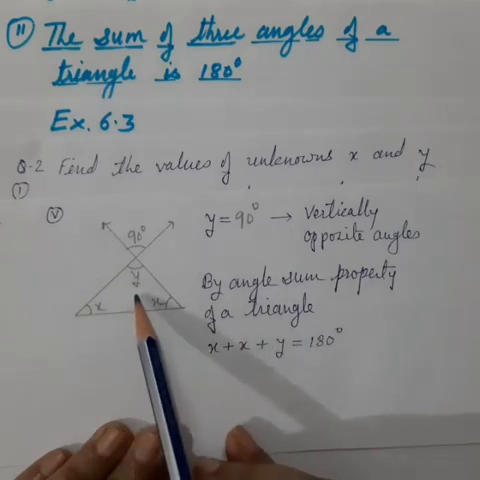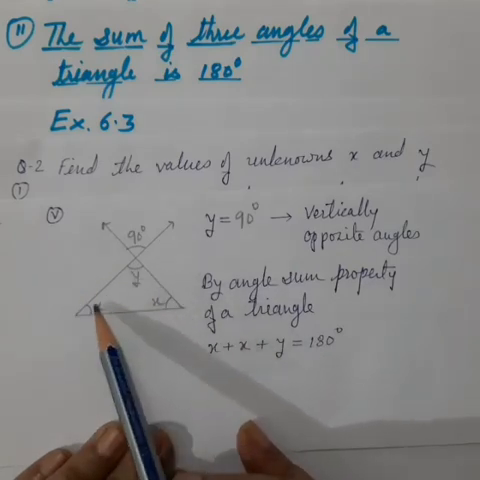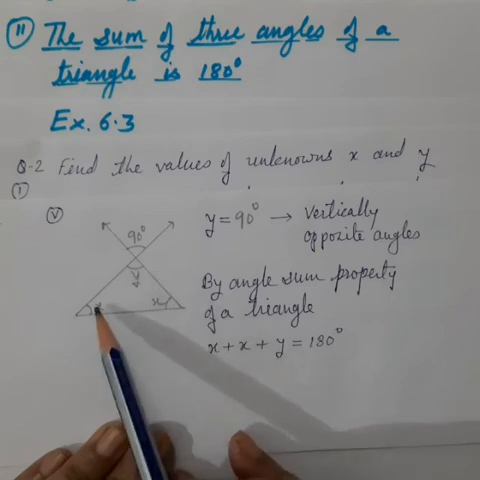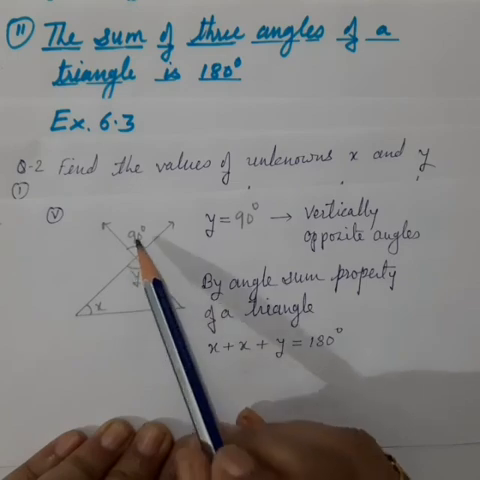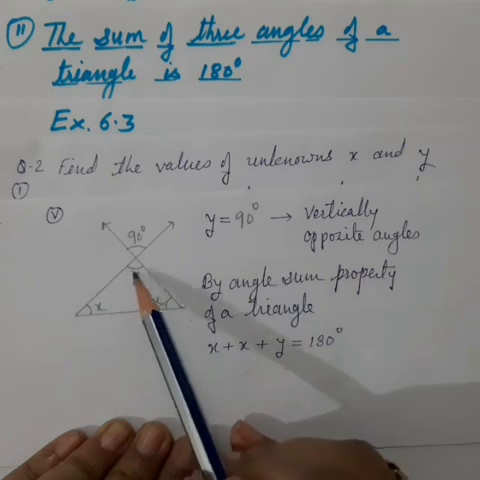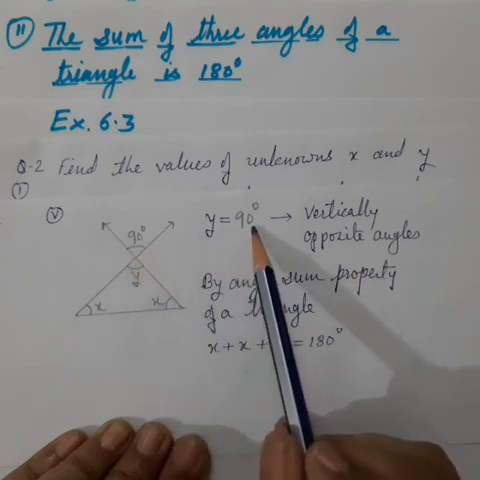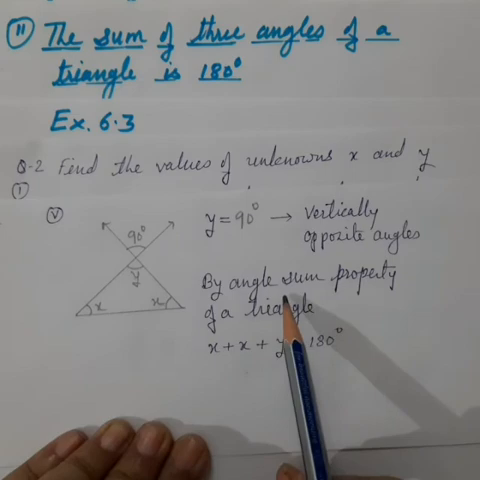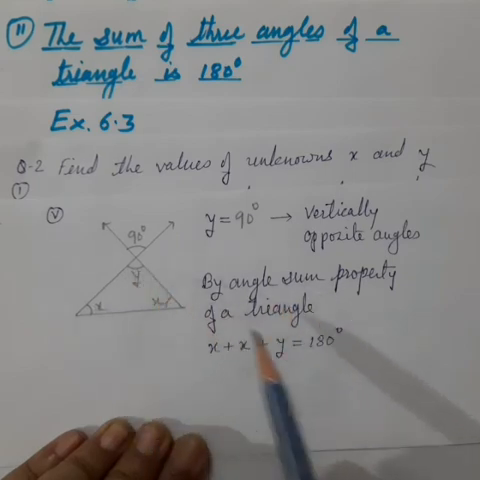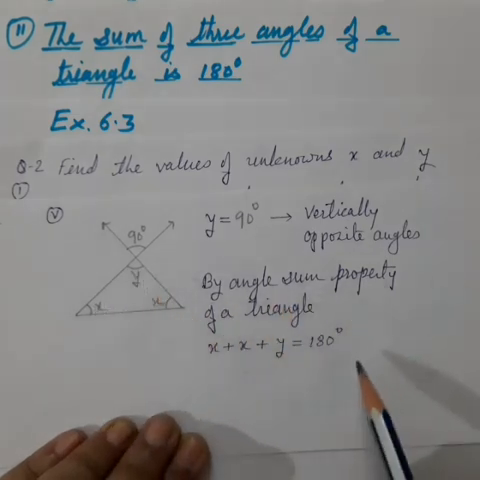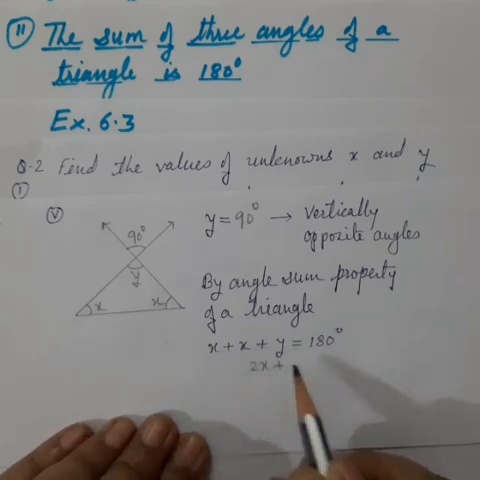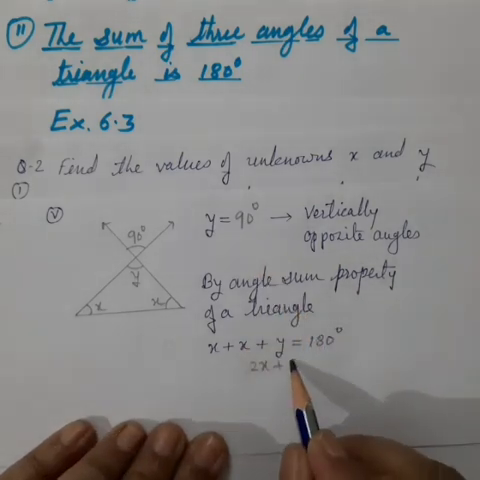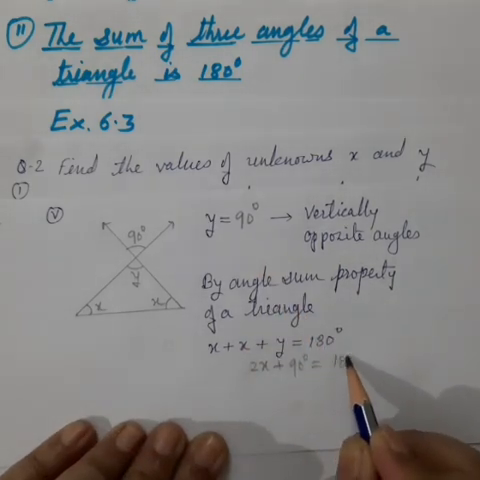Fifth, in this triangle, we have to find all three interior angles of the triangle. These two angles are given equal, and the vertically opposite angle of y is given as 90 degrees. We know that vertically opposite angles are always equal. So the measure of y is 90 degrees. Now by the angle sum property of a triangle, the sum of these three angles is 180 degrees. So x plus x plus y is 180 degrees. Now 1x plus 1x is 2x. 2x plus y, which is 90 degrees, equals 180 degrees.